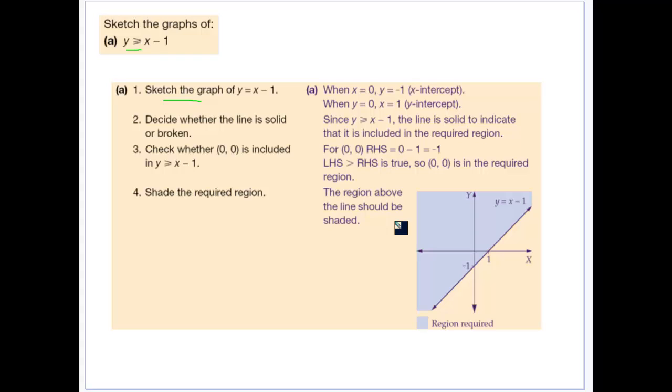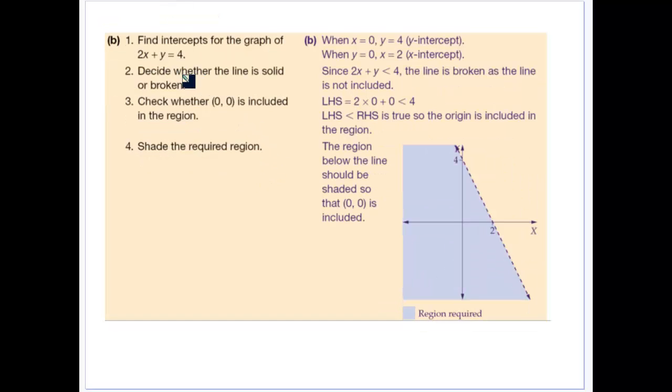Check whether (0, 0) is included. So we check (0, 0), and here's the proof there. The right-hand side is equal to minus 1. So the left-hand side will be greater than the right-hand side. So that means that (0, 0) is in the region. We shade that region, and then the region should be shaded. So we just do our shading there. If you follow that process, you should get it right every time.